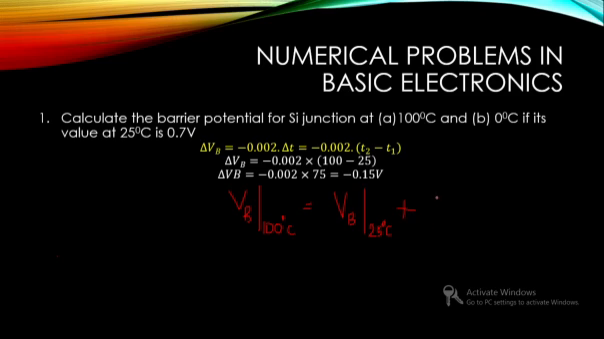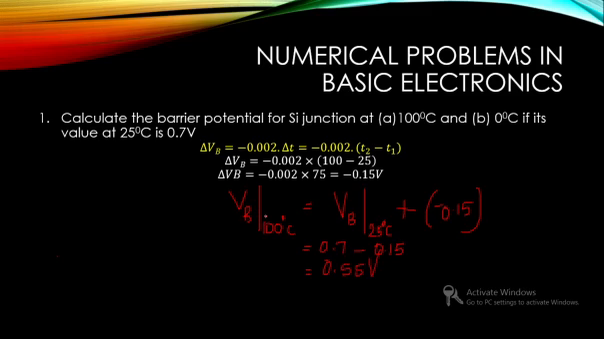plus the difference. So what is that? The difference is obtained as minus 0.15 volt. Okay, and we know the value of VB at 25 degrees Celsius, it is 0.7. So it will be 0.7 minus 0.15, which is equal to 0.55 volt. Okay, so that is how we evaluate the barrier potential at a given temperature.